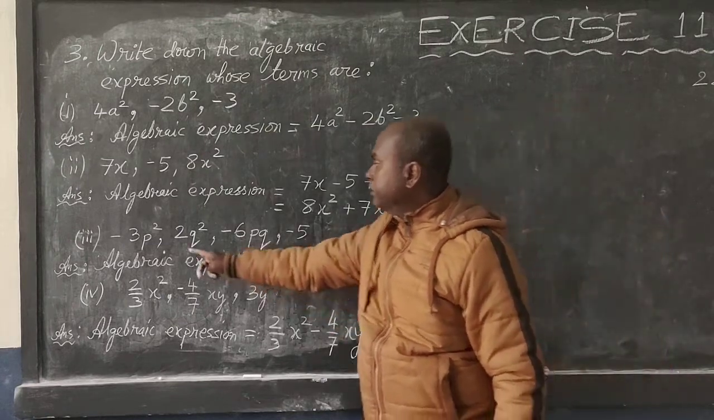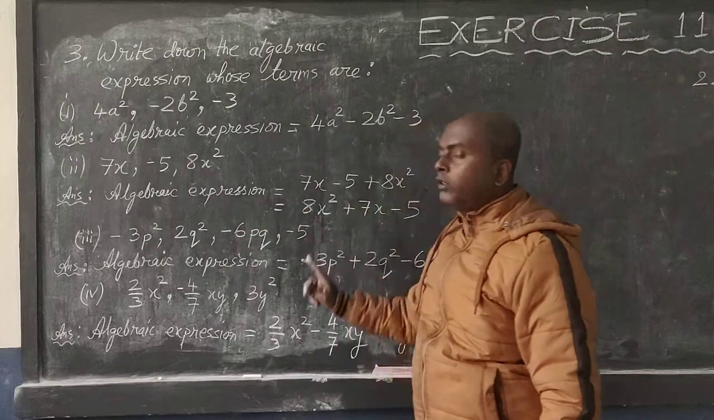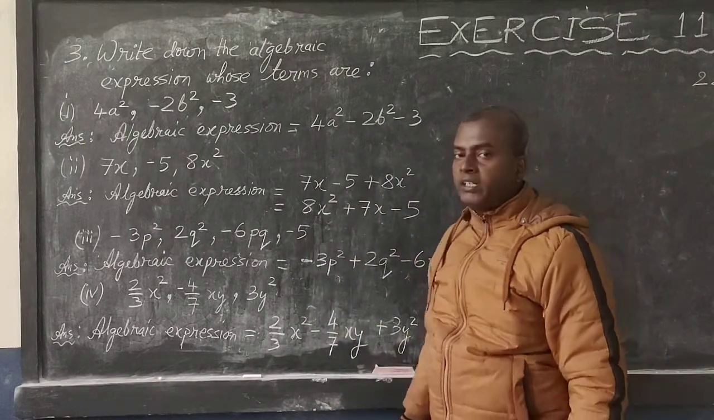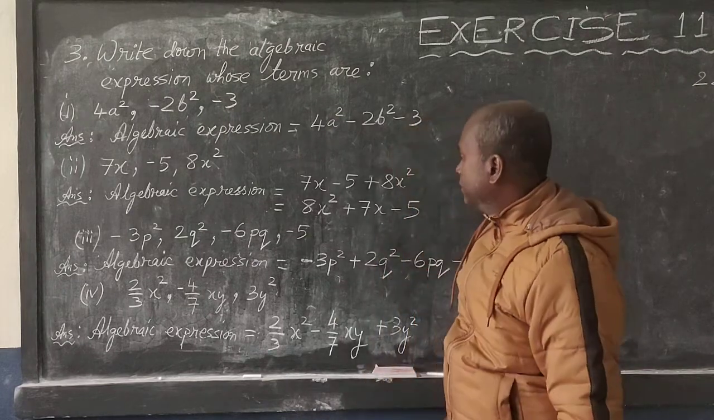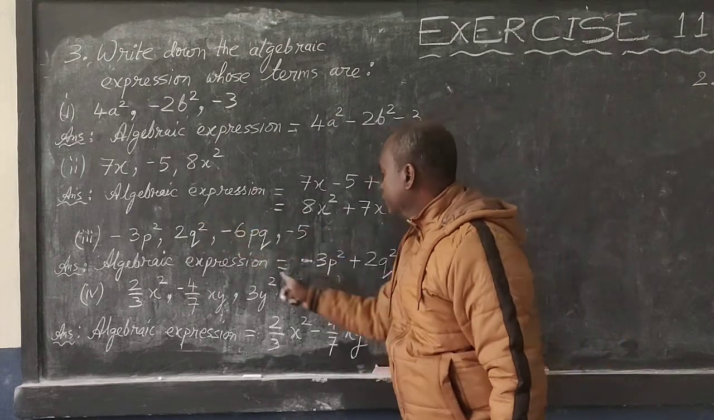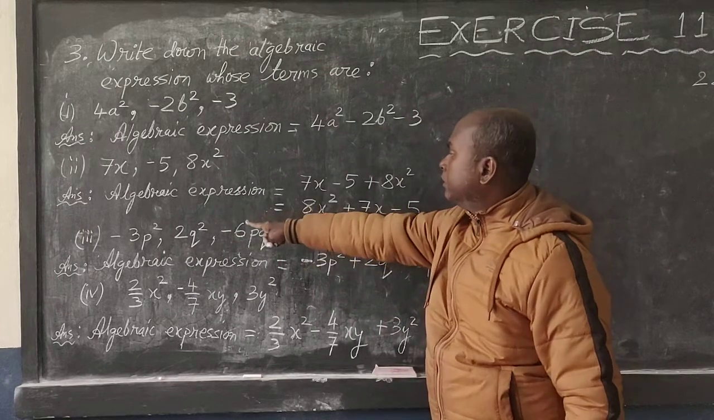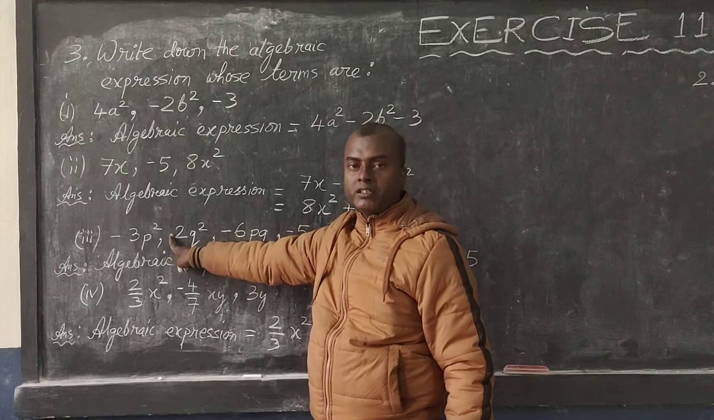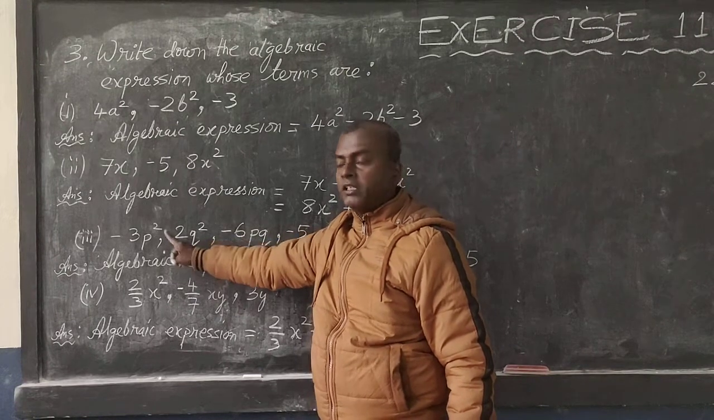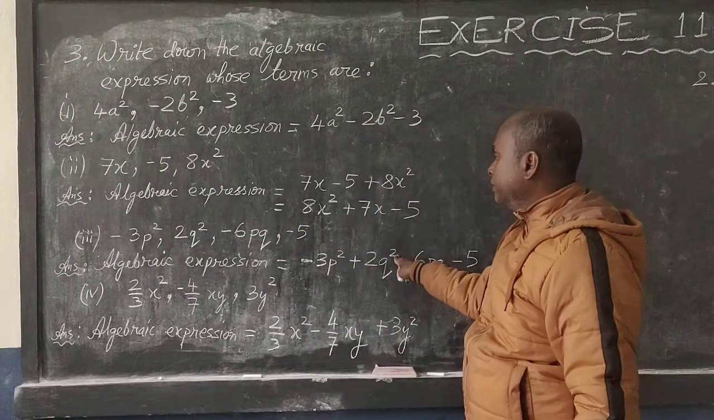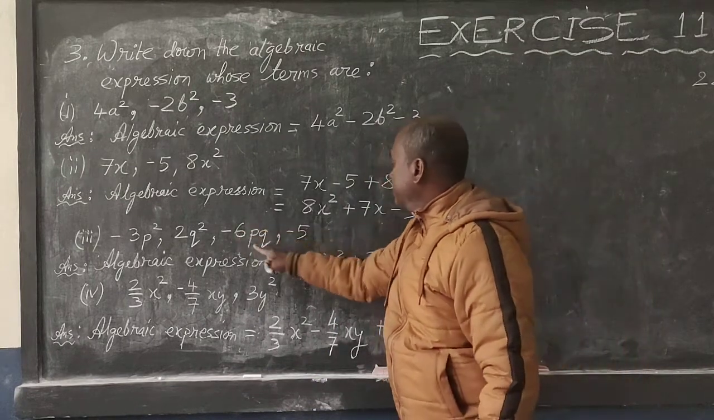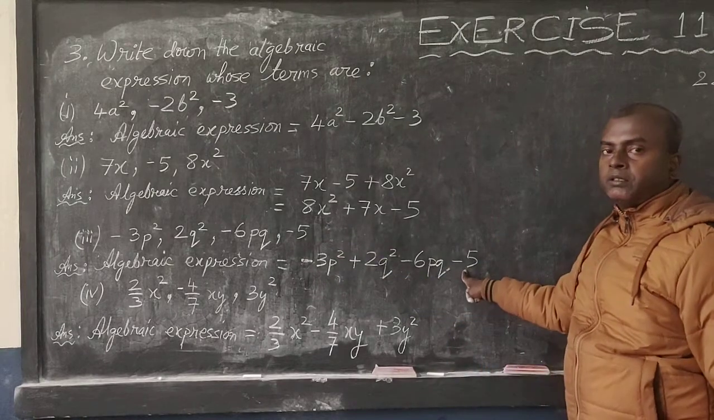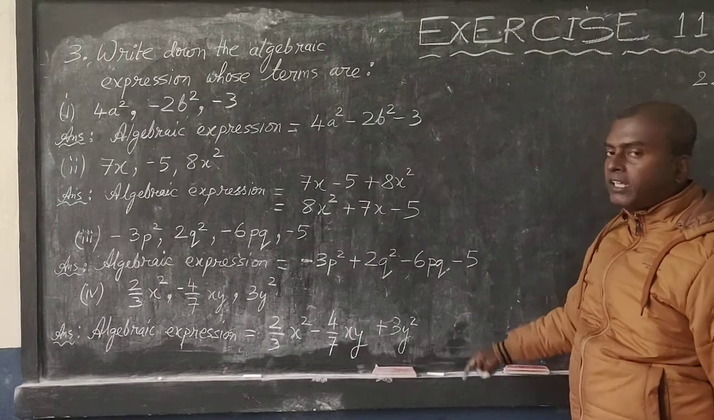Then the next question, here 1, 2, 3, 4 terms are there. Now let us arrange them. How do we arrange them? Remove the comma signs. So you have minus 3t square. So I have written minus 3t square. 2q square. Now it doesn't have any sign. What sign should be there? By default, plus sign. So plus 2q square. Minus 6pq here. Minus 6pq. Minus 5. Minus 5.